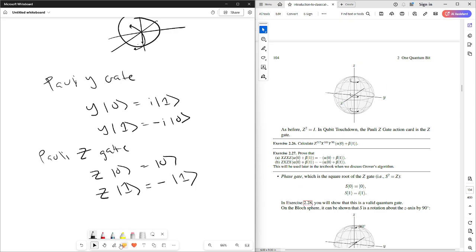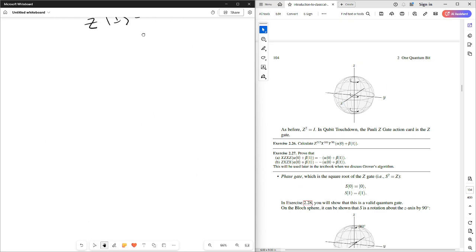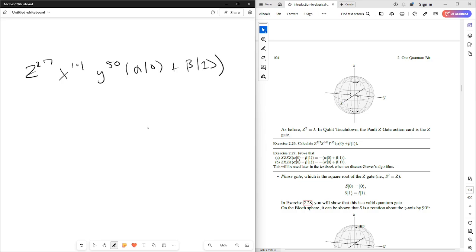Okay, so let's look at these two here. These are interesting to me. So looking at 217, 150, plus beta. This is this generic psi. So 217 Z gates and 101 X gates and 50 Y gates.